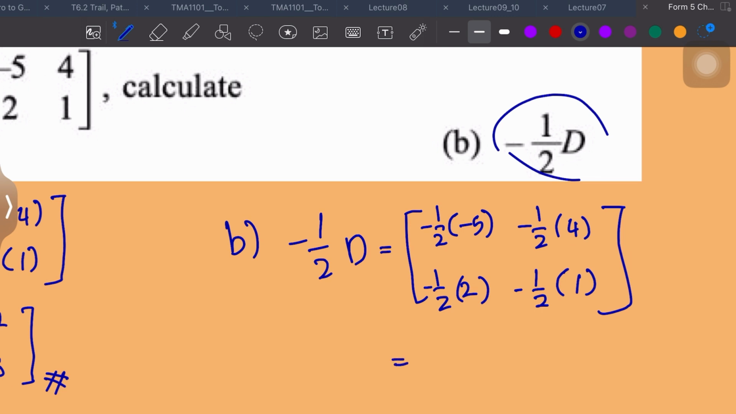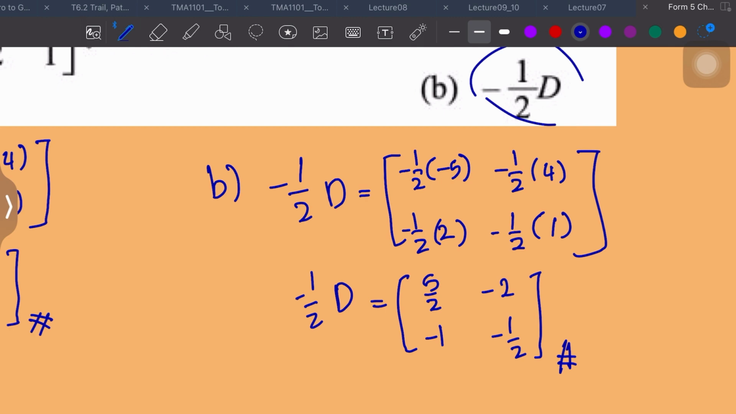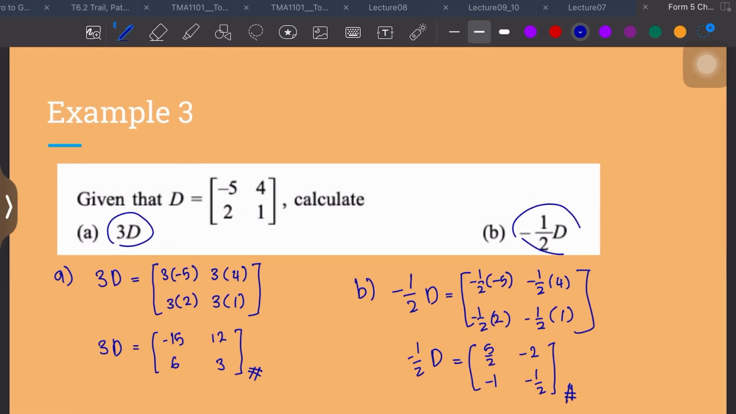Alright, so simplify it. So the answer that we get is 5 per 2, negative 2, negative 1, negative 1 per 2. That is the final answer for this question. Understand? I hope you guys understand.